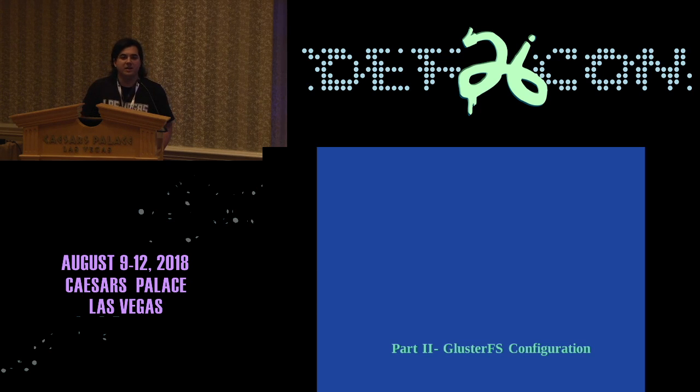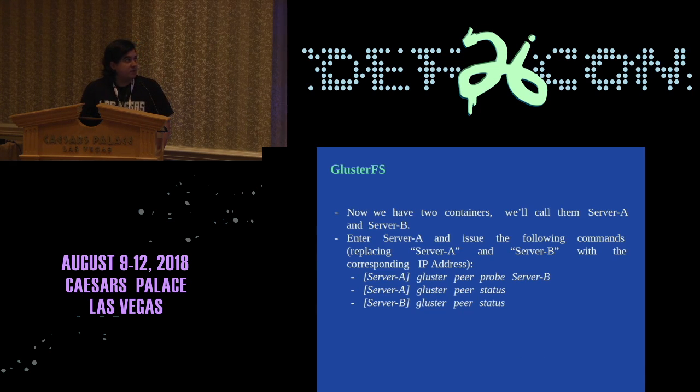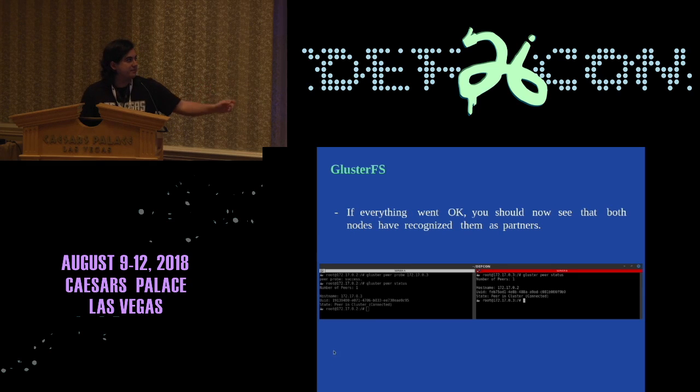How do we set up Gluster for this? As we have two containers, we'll call them server A and server B. We can enter server A and issue the following commands. Gluster peer probe server B. This is for telling server A, hey, recognize that one, check if that one is running a Gluster instance and pair with it. Gluster peer status, and on the other side too, Gluster peer status. We have something like this. As you may see, probe, yeah, it's working. Status, yeah, I have a peer. This is my new peer.